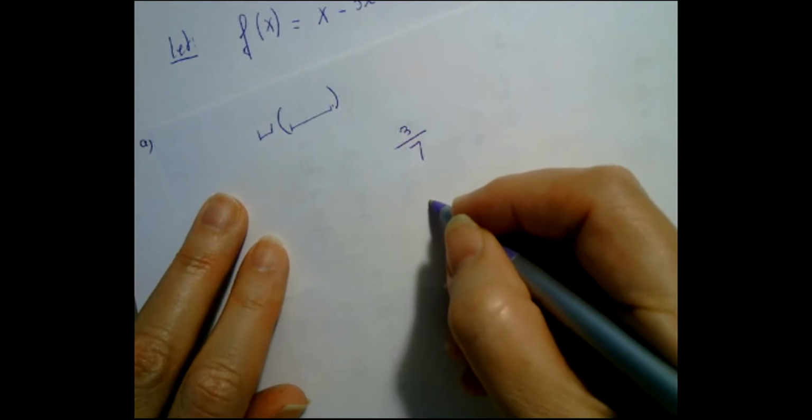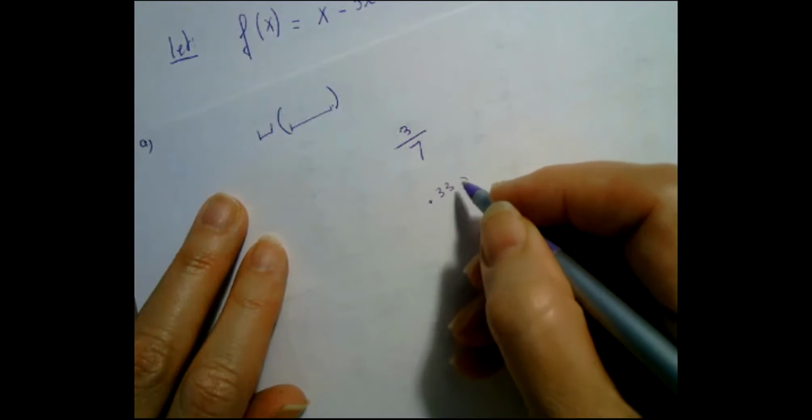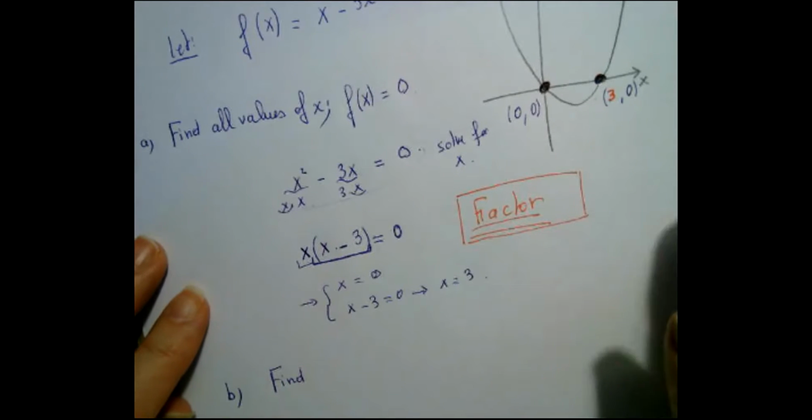It will be very hard. Because the calculator, you're going to tell me it's 0.3, blah, blah, blah. You can never figure out the exact value. So it's crucial for us to be able to do it this way. Okay?